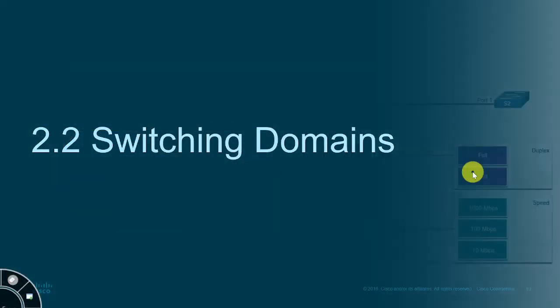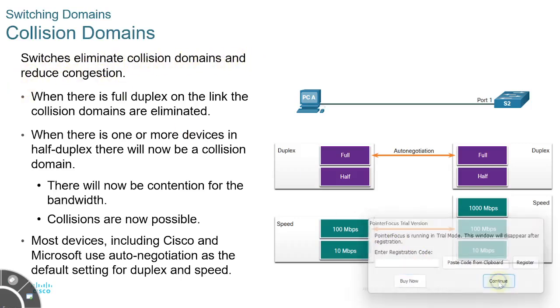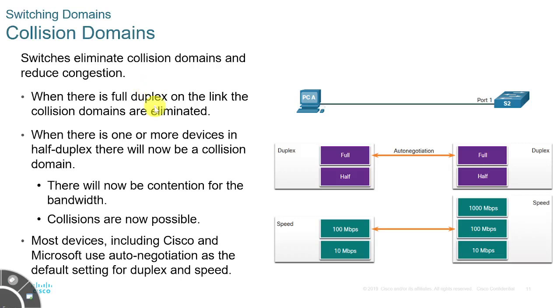Now, switching domains, two types. What are the switching domains? We will talk first about collision domains. As you know, in full duplex, for example, we don't have collisions. All collisions are eliminated in full duplex. So the switch eliminates the collision domain and reduces congestion. When there's full duplex on the link, collisions are eliminated. This is for sure.